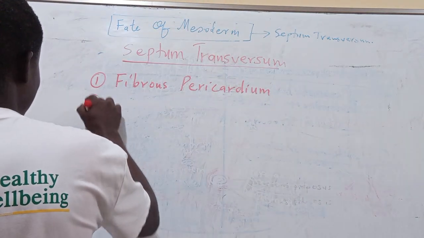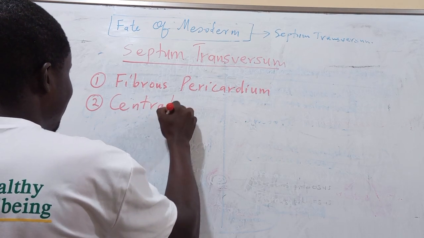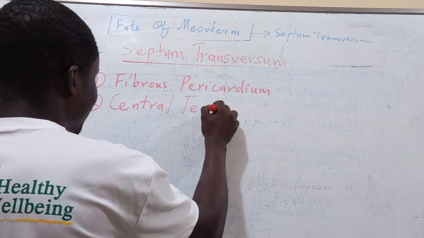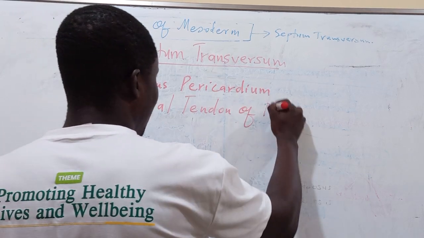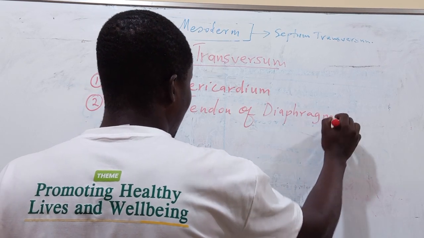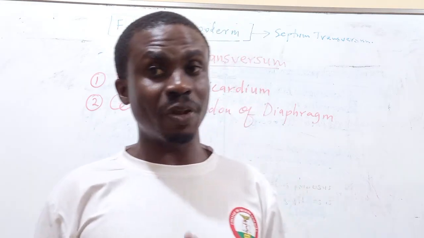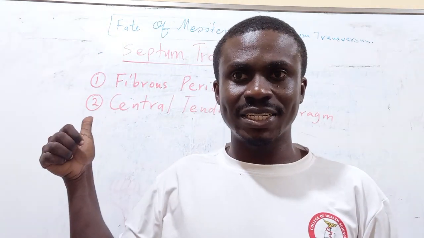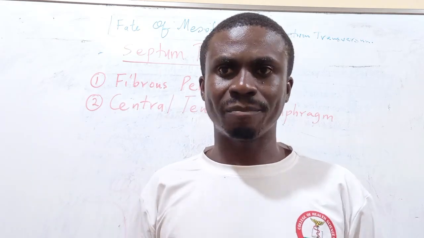The next one is what we call the central tendon of the diaphragm. You don't just say central tendon, because you may also have the central tendon of the perineum by way of the perineal body. So I'm interested that you tell us that it is the central tendon of the diaphragm.